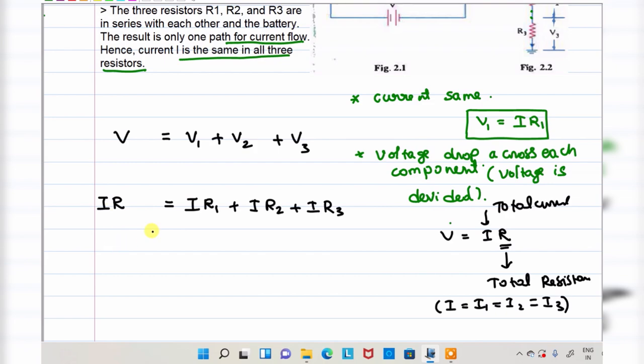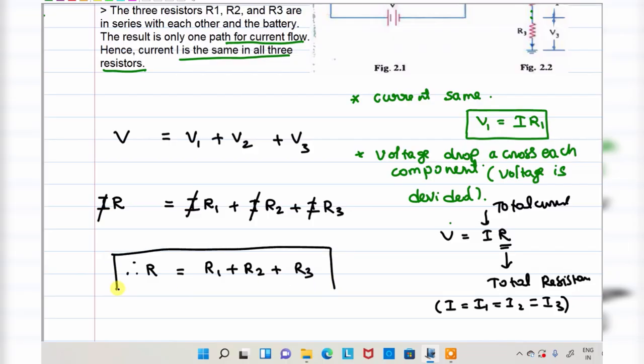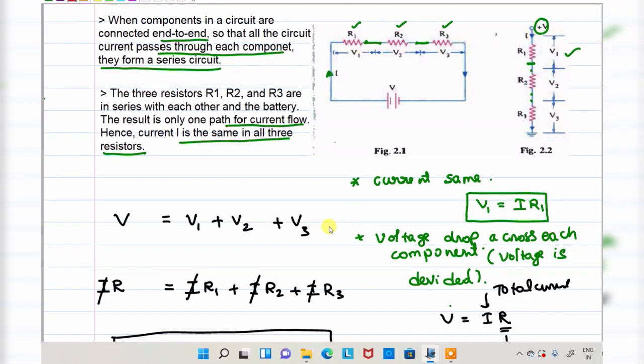Now this I gets cancelled on the left and right hand side. Finally what you get is the equivalent, or total, resistance R equal to R1 plus R2 plus R3. This is the formula to find the equivalent resistance. Maybe in the examination they will ask you this formula, otherwise they will give you a small circuit and ask you to find the total resistance. In the next examples we'll look at those problems.